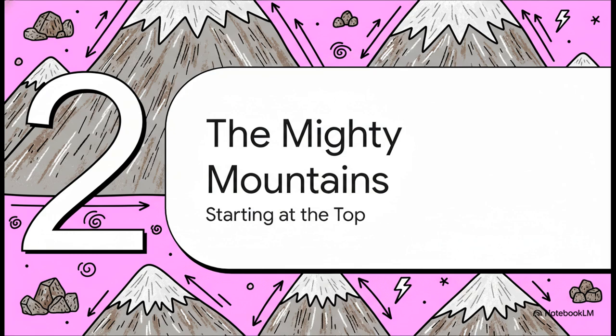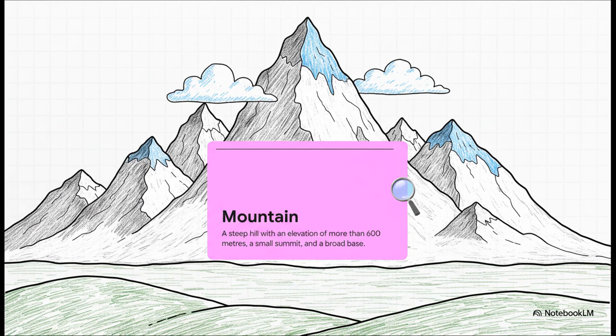landforms, the mighty mountains. Okay, so what is a mountain officially? Well, it's a natural elevation that has a small summit, a broad base, and it has to stand over 600 meters higher than the area around it. You know, some are so incredibly high they actually reach above the clouds, becoming home to these permanently frozen rivers of ice we call glaciers.